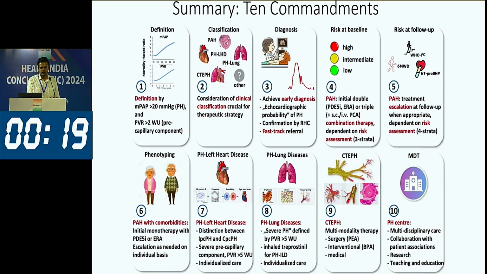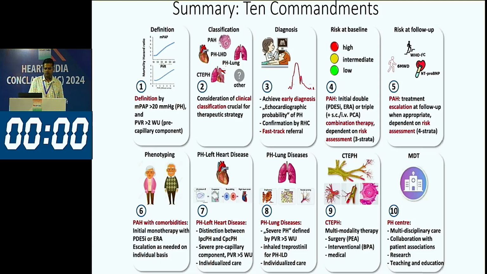So summarizing today's talk, as I have told, pulmonary hypertension is not a rare disease. It is nearly 1% of the global population. Definition has been changed: mean pulmonary artery pressure more than 20 and PVR more than 2. We must classify the patient on the clinical ground because the treatment depends upon the clinical classification of the patient. Diagnosis, always try for early diagnosis because that is the only way where you can increase the survival of this patient.